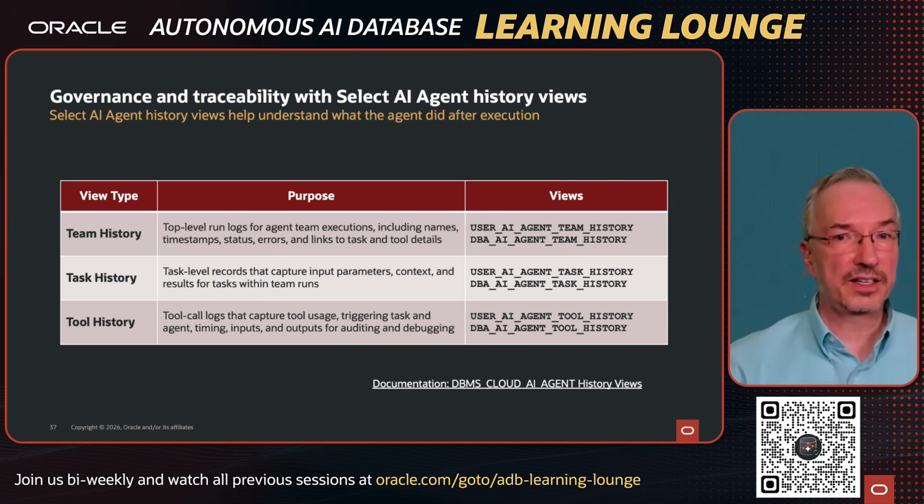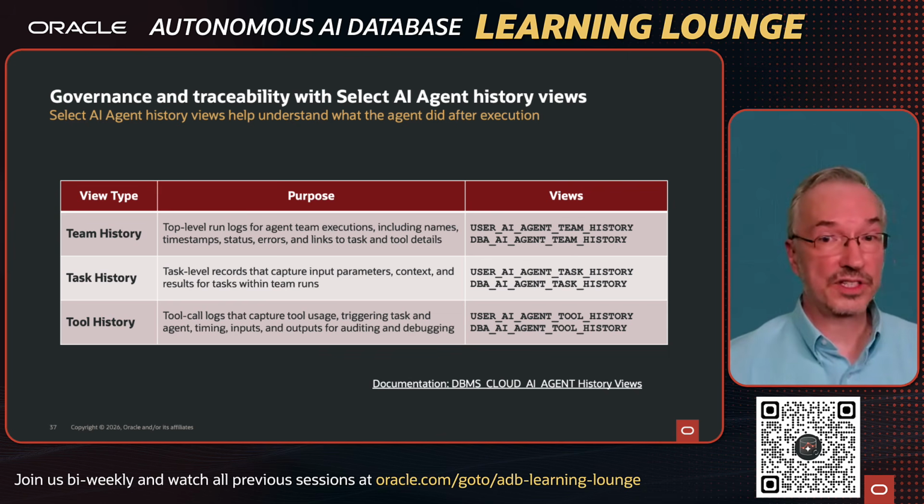Now, after interacting through a data science agent conversation, you can use the Select AI agent history views to better understand what happened behind the scenes. And these views provide a traceable record of the agent execution, from the overall team run down to individual tasks and then to specific tools the agent called along the way. At the highest level, the team history views show the overall agent team execution. And this includes details such as the team name, start and end timestamps, and the run state.